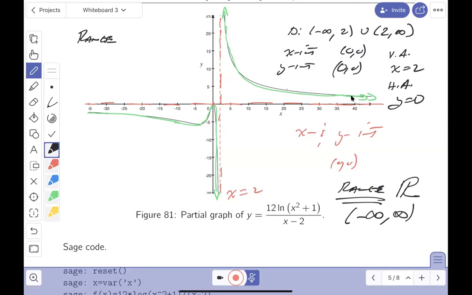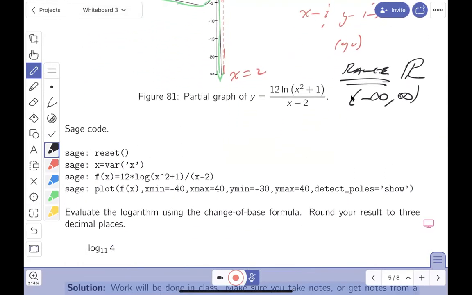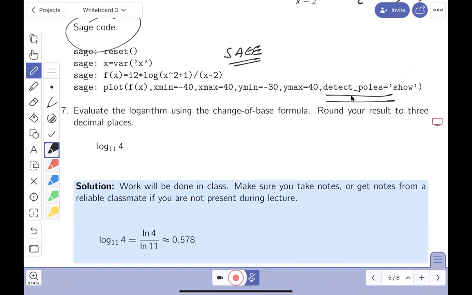What do we need to do that problem? We need technology. Again, for students wishing to use Sage, this is the Sage code over here, and you can do that. And we've gone over that many, many times. All right. There's a new command over here, detect poles. What's it going to do? It's going to draw in the asymptote at x equals 2. It'll do that. All right. Let's go to the next question.